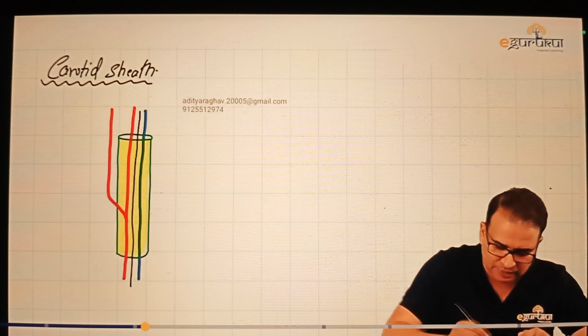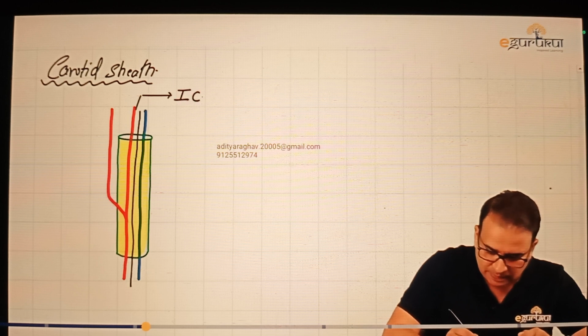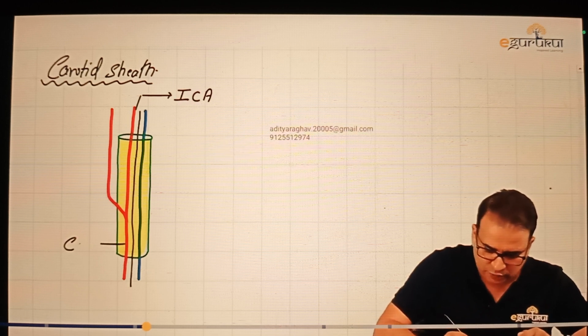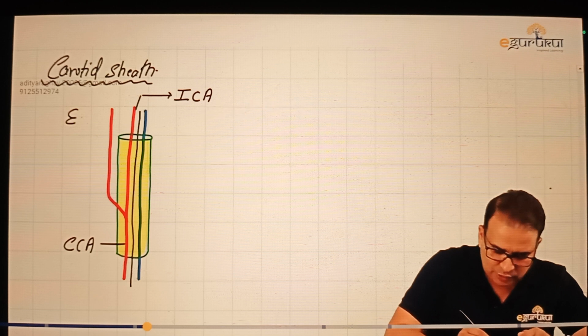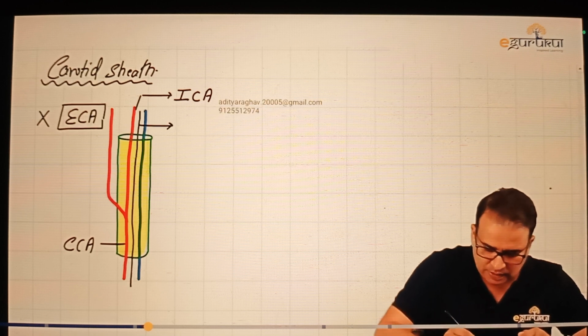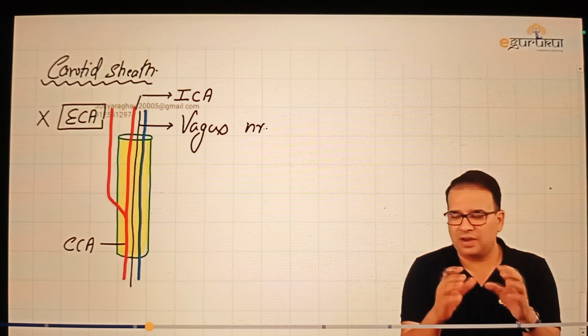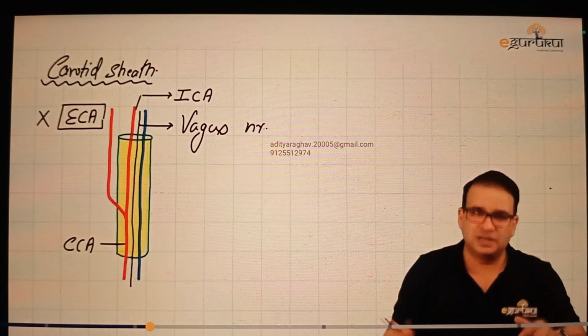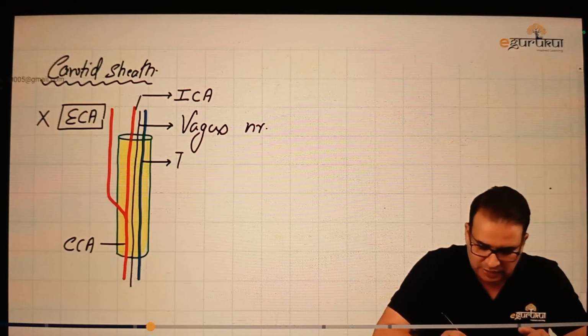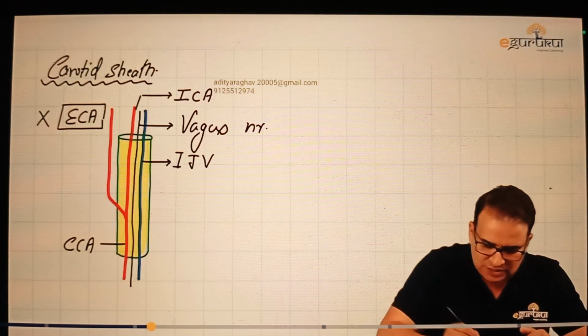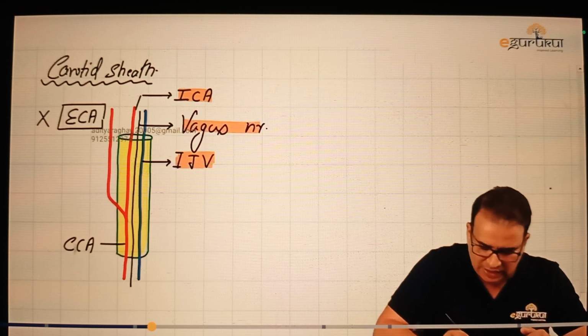If I name them, this here is the internal carotid artery. Internal carotid artery is considered to be the continuation of the common carotid artery. I'll tell you a bit more about it. This here is the external carotid artery, which is not a content. I'm just putting a cross mark on it. Vagus nerve is exactly sandwiched between the artery and the vein. You can't see the vagus nerve unless you open the carotid sheath and separate the vessels. Only then can you appreciate the vagus nerve. And of course, the vein here is the internal jugular vein. So these are the contents: internal carotid, vagus nerve, internal jugular vein, and common carotid artery.